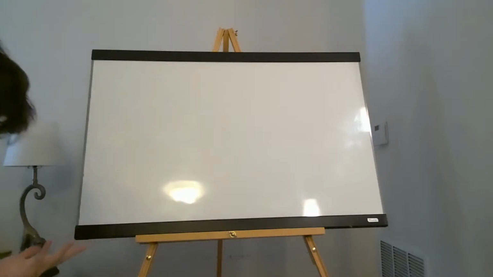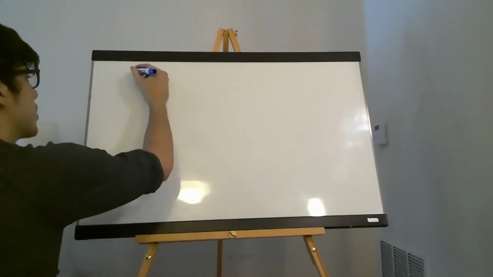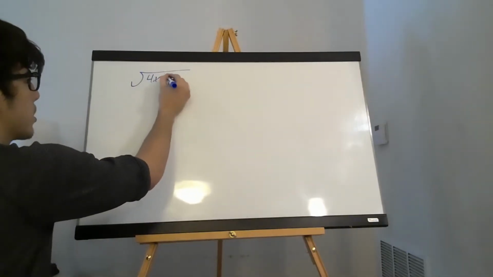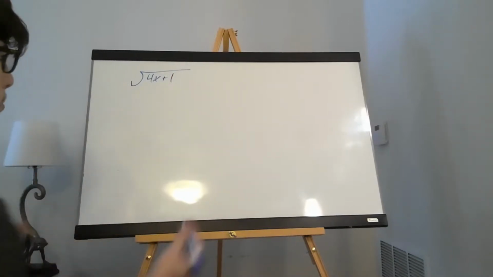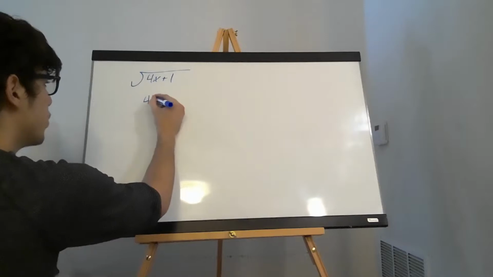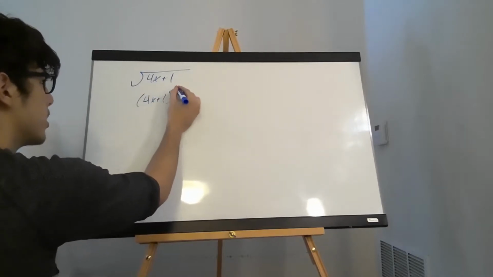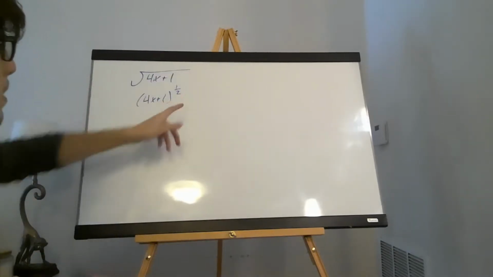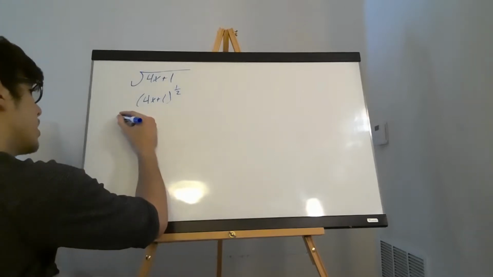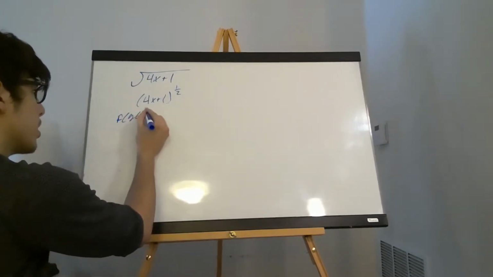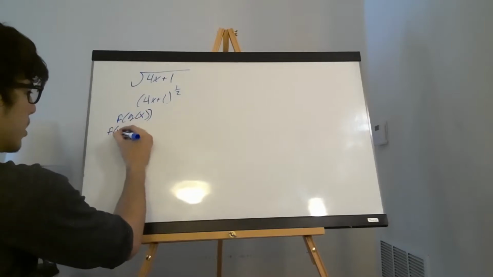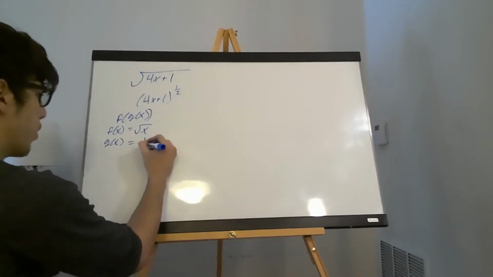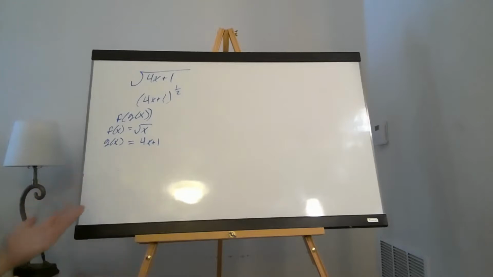So let's say we've got two functions, like the square root of 4x plus 1. If you remember from your algebra classes, taking the square root of a function is the same as raising it to the 1/2 power. So now I've got this function, and then I've also got to deal with that half power. We could write this as f of g of x, in which f of x is equal to the square root of x, and g of x is equal to 4x plus 1, which is the function on the inside.